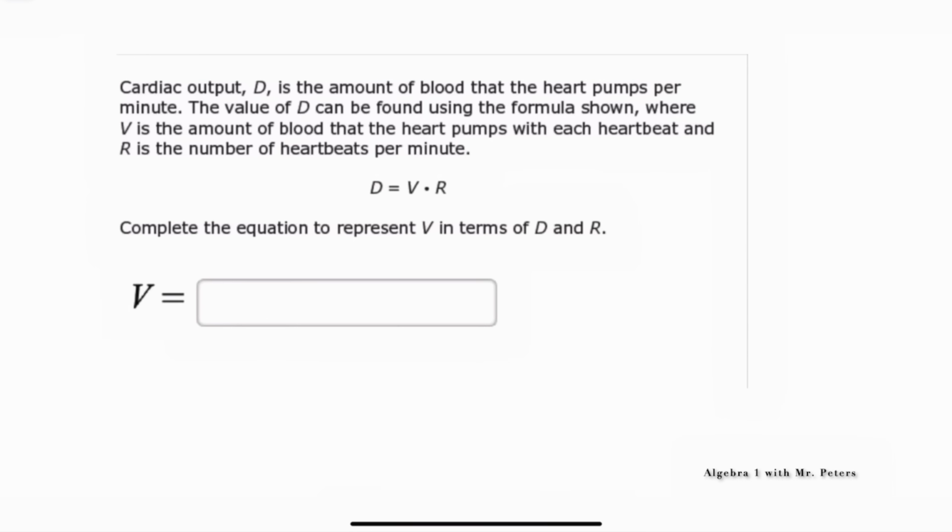So they give us another problem where we're dealing with rearranging formulas, and this could come off a little confusing because of the way they word it. They say complete the equation to represent V in terms of D and R. But just try to use clues and say, okay, V is equal to. So if this is V is equal to, that means they want me to get V by itself. So all I need to do, right, if V is being multiplied by R, we just need to divide by R. And the equation will be V is equal to D over R.